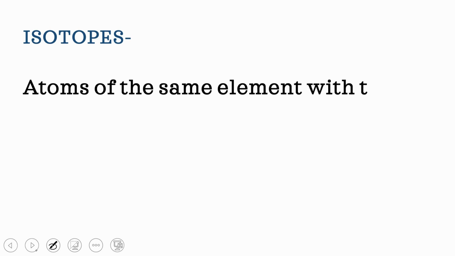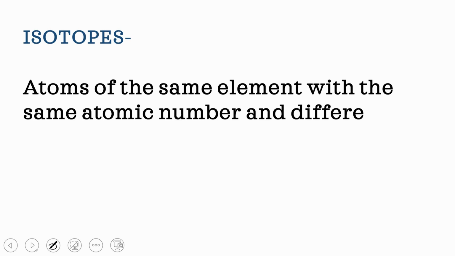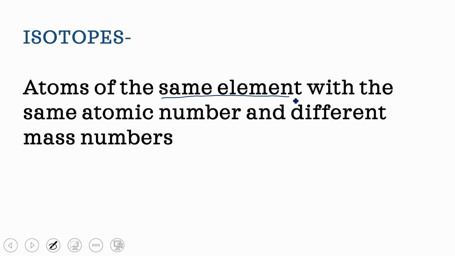So what are isotopes? Isotopes are atoms of the same element with the same atomic number and different mass numbers. So they are the atoms of the same element having the same atomic number but different mass numbers.